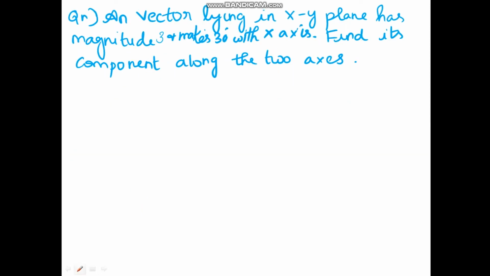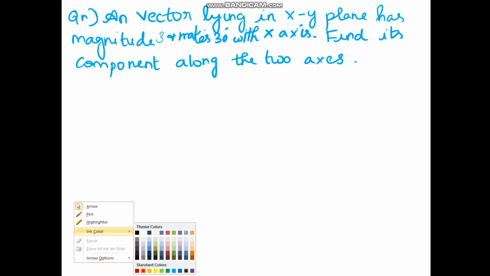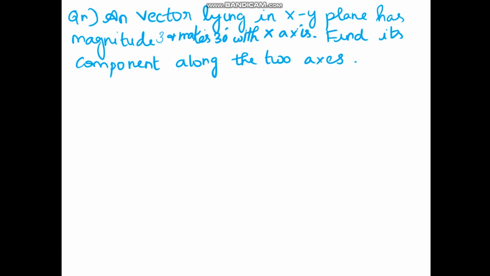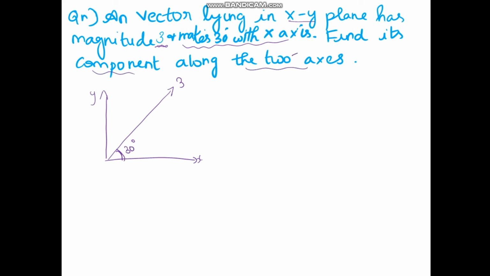Now let us see another question. A vector lying in the xy plane has magnitude 3. The xy plane is the plane between the x and y axes. It has magnitude 3 and makes 30 degrees with the x-axis. Find its components along the two axes. So they are asking to find the components along the x and y axes.